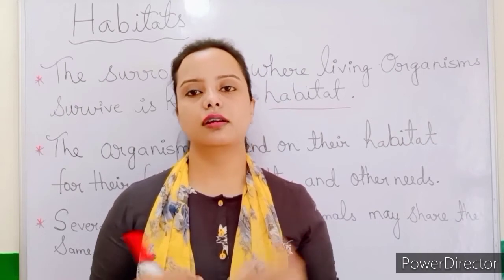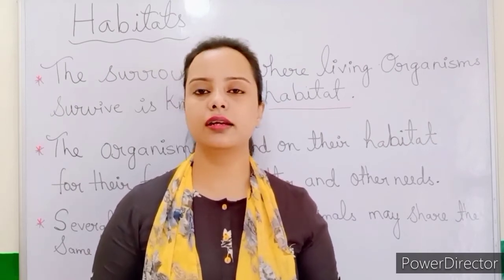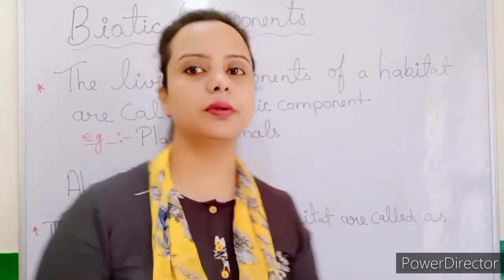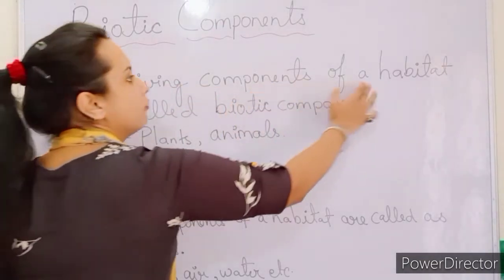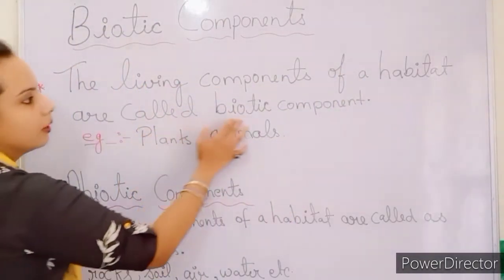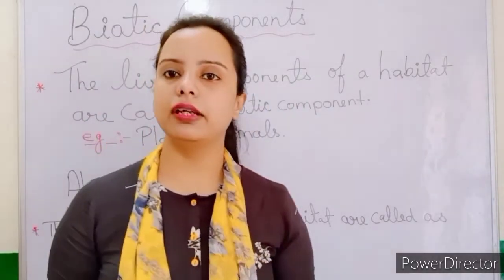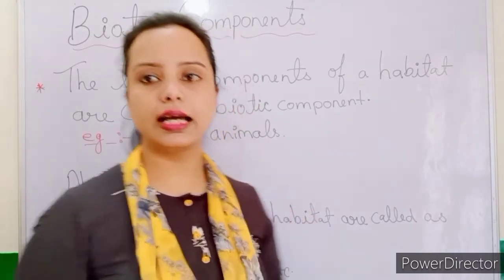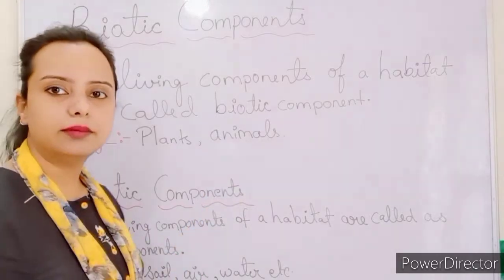Now moving to the next topic, that is biotic components. The living components of a habitat are called biotic components. Means the components of the habitat that are living are known as the biotic components. Examples are plants and animals.